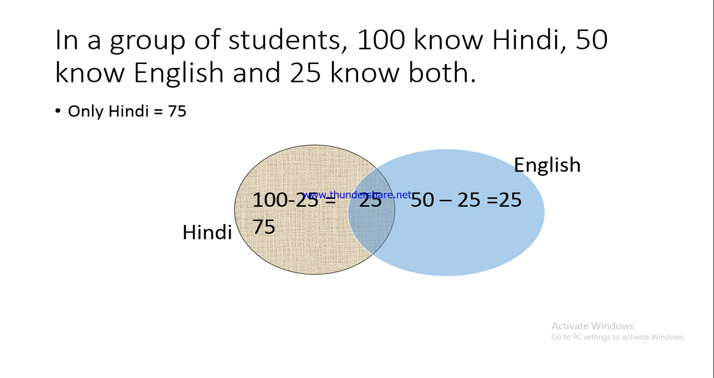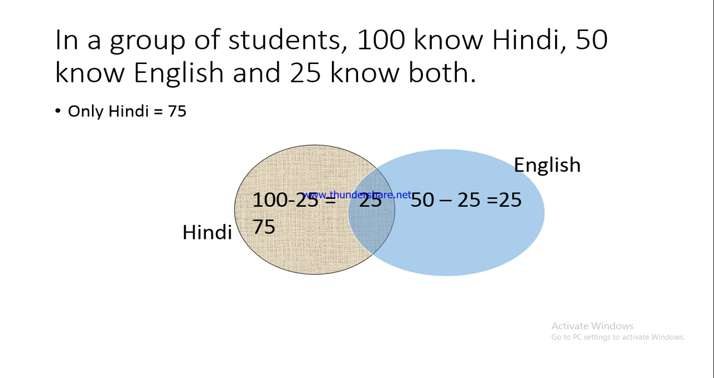Only English means the blue area of the English circle. The English circle is on the right, and it comprises two areas, the blue area and the overlapping area. The total circle means students who know English, but they may be knowing other languages also, while the blue area is the students who know only and only English, they do not know Hindi. The overlapping area shows students who know English as well as Hindi. So we now can understand that students who know only English is equal to 25.